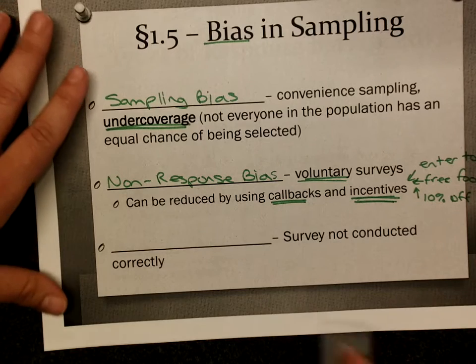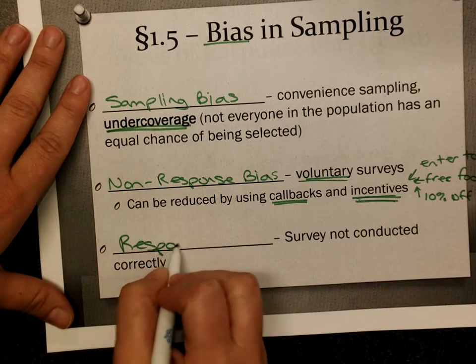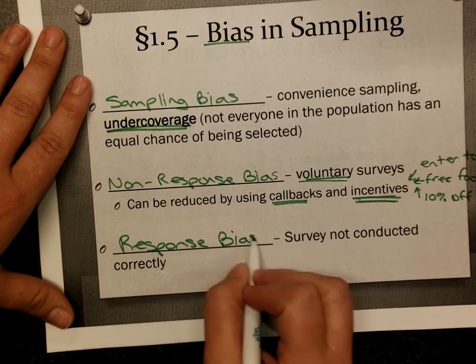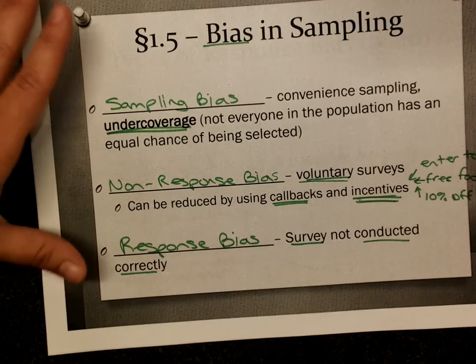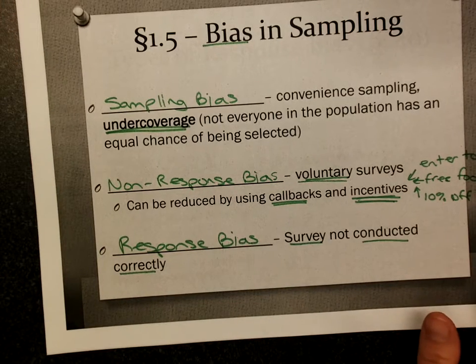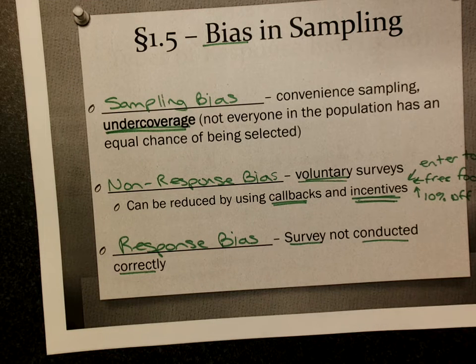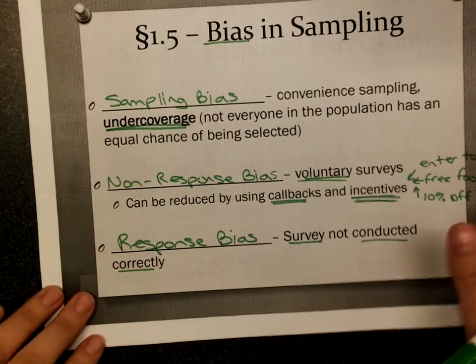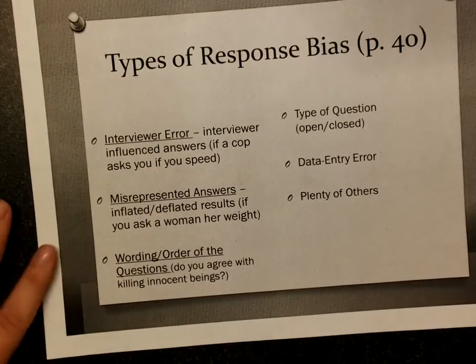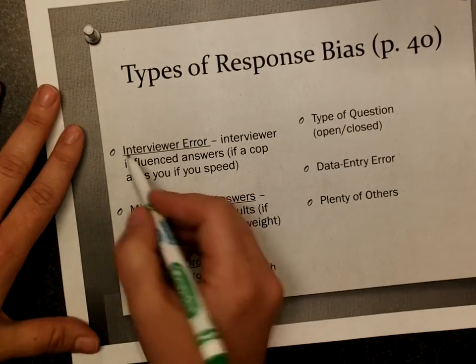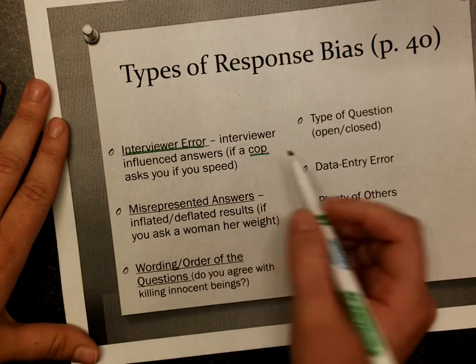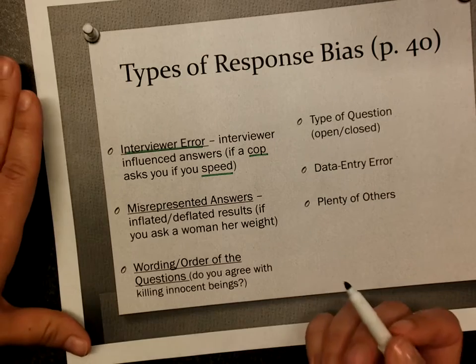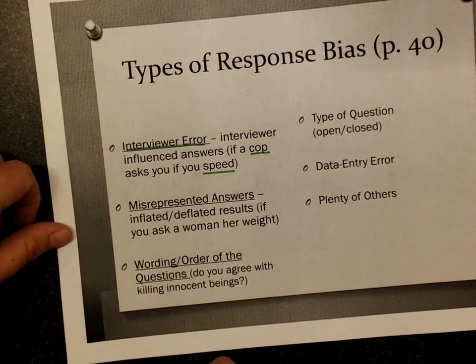The third main type of bias is called response bias. This is when you have chosen to respond, but the survey was not conducted correctly. And that can open a lot of doors and a lot of cans of worms, because the survey itself was not done correctly. The responses given were from a biased question. So the book talks about some different kinds, and again, there's a lot. There's one about interviewer error. The interviewer influenced your answers. So if a police officer ever asks you if you speed, you might be influenced to answer a certain way.